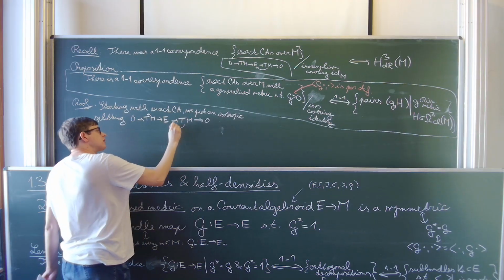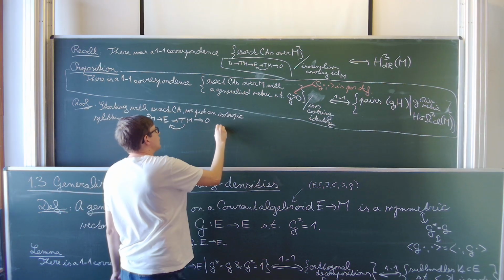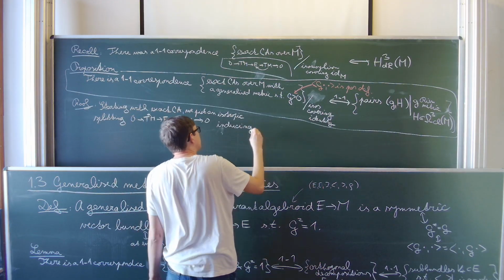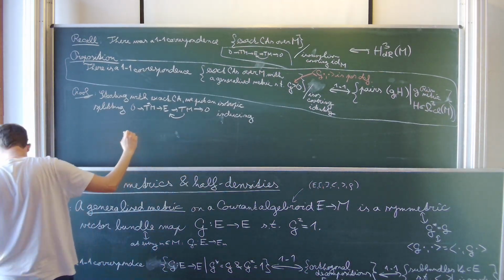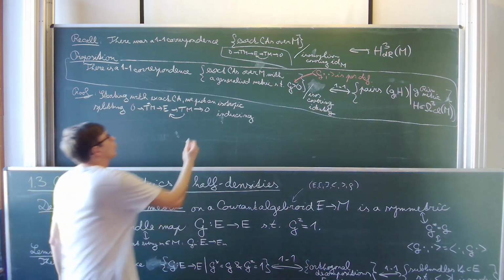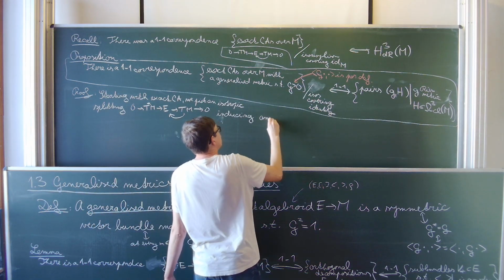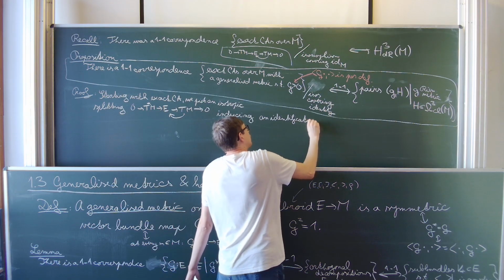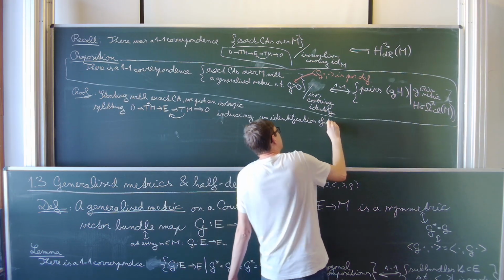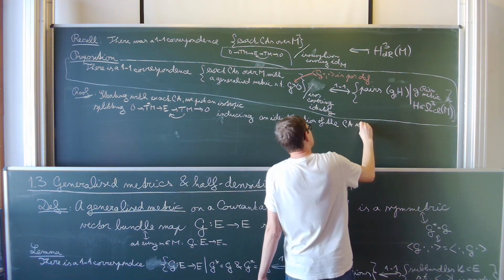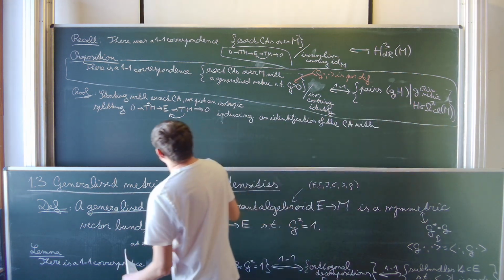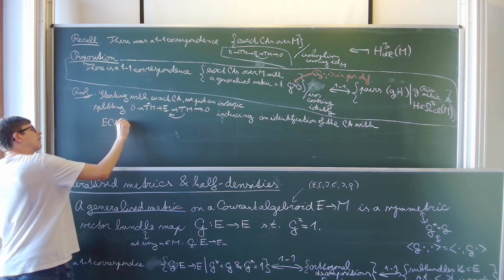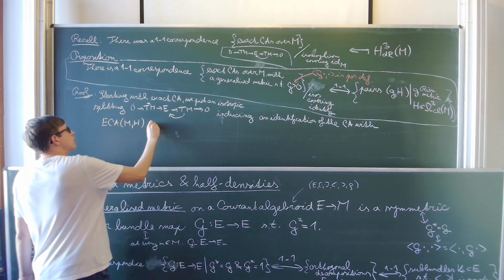So we pick a map like this, and this thing induces an identification of the current algebroid with a concrete current algebroid. So with one of these we call it E_{CA,H} for some H.